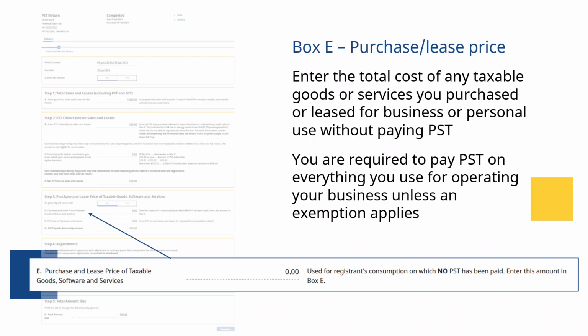You purchased chairs for your use in your office from an online seller and you were not charged PST. You would enter the cost of those chairs in box E. Just the cost. Any tax owing will be calculated in the next step.